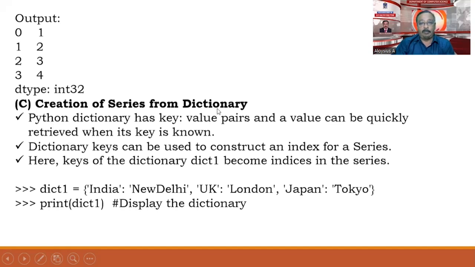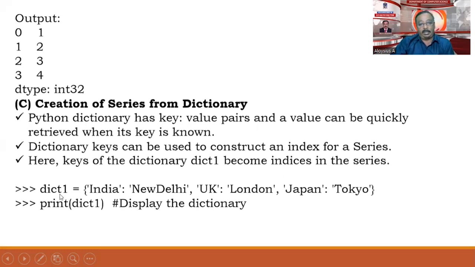So, creation of a series from a dictionary. Similarly, we can also create a series from a dictionary. You have already learned about the dictionary in the first unit. So using the dictionary also, we can create a series. A Python dictionary, as you know, has key and value pairs, a set of contents with a key and a value pair. And the value can be quickly retrieved if the key is known. So dictionary keys can be used to construct an index for a series. Hence, keys of dictionary 1 become the index for the series.